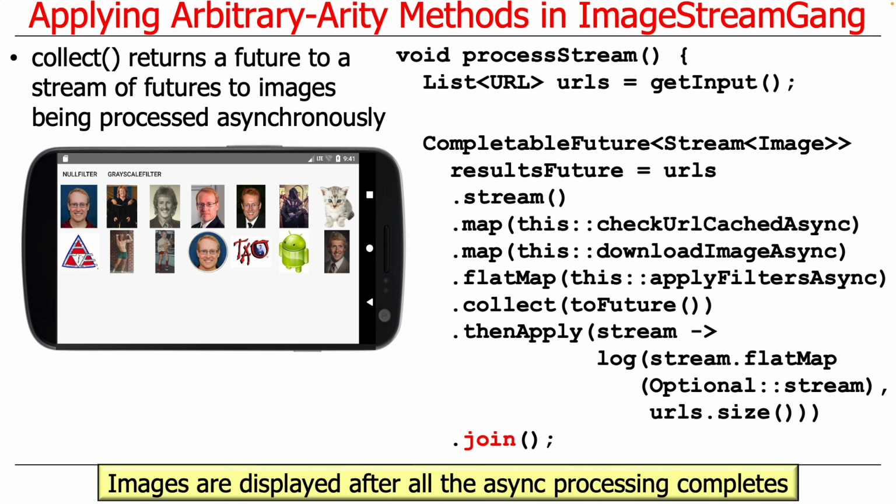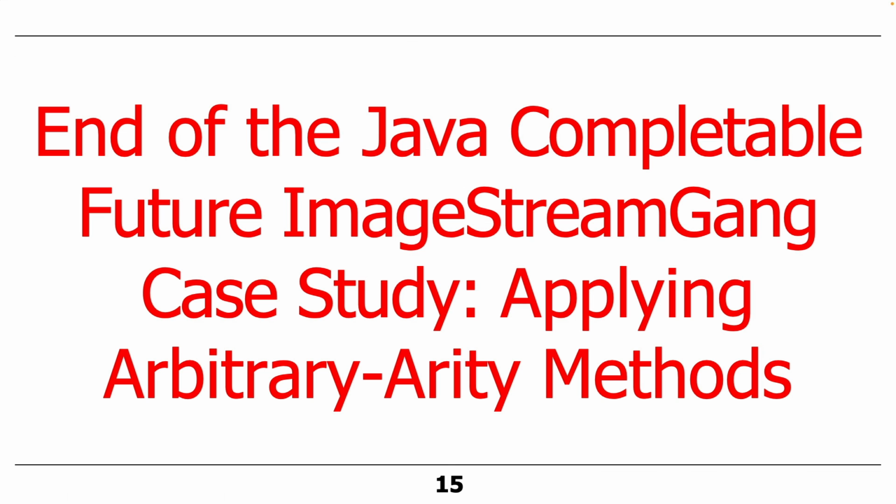There's also a command line version where you'd have to go and run some kind of image viewer, like the kind of thing you would get by using the File Explorer on Windows or the Finder on Mac, which will go ahead and display the results. So it kind of depends on what platform you're on as to how these different things work. So that's the end of the overview of applying arbitrary-arity methods.